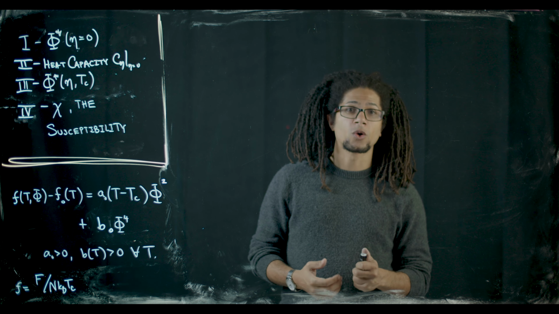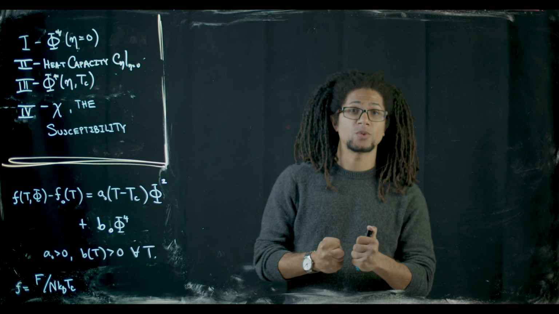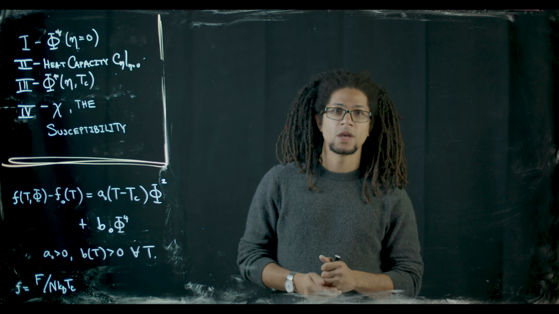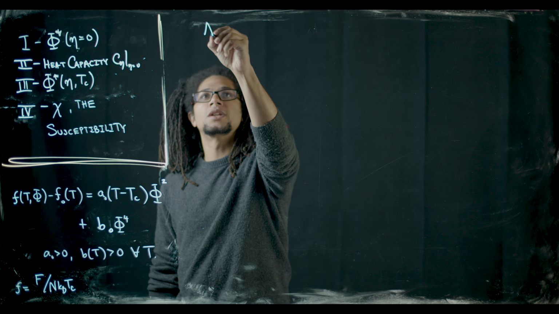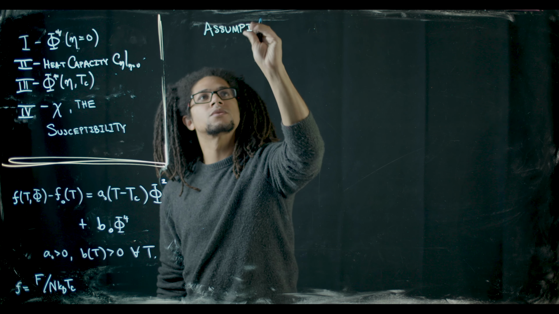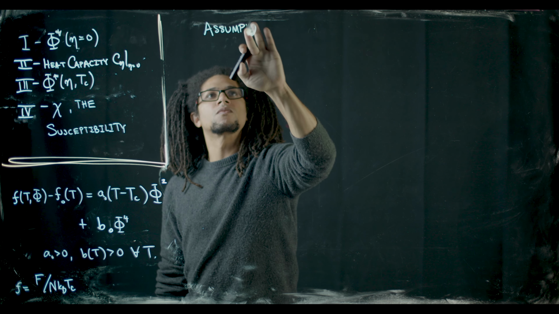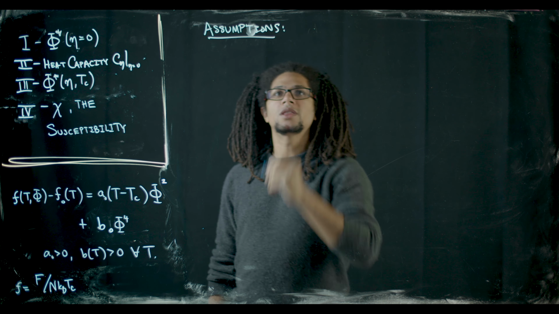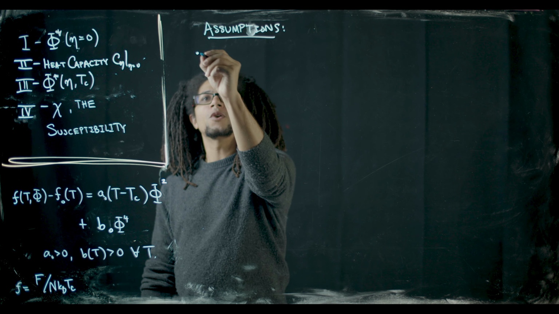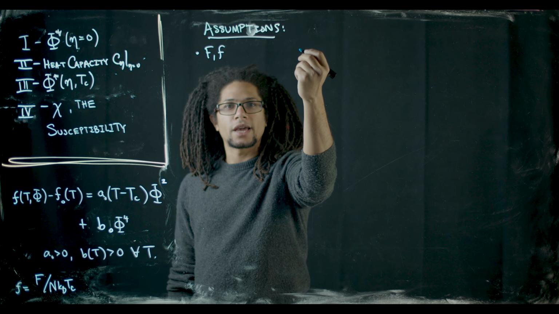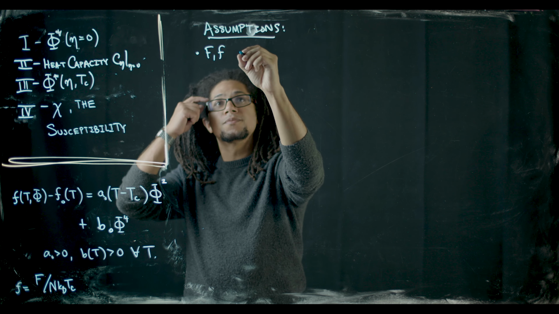In this video, we're going to try to take this as far as we possibly can using only the information that's on the board. But before we do that, I want to launch in and just be clear about what assumptions we've made. And I can really only think of three. The first is that we need F and f to both be analytic in the region that we're interested in.